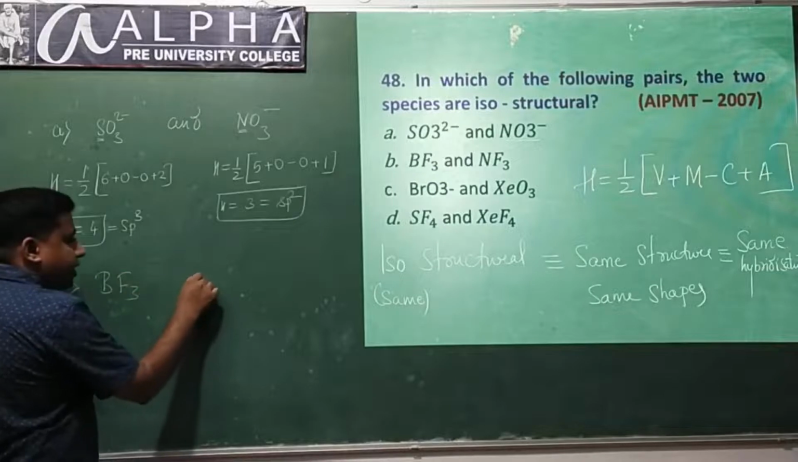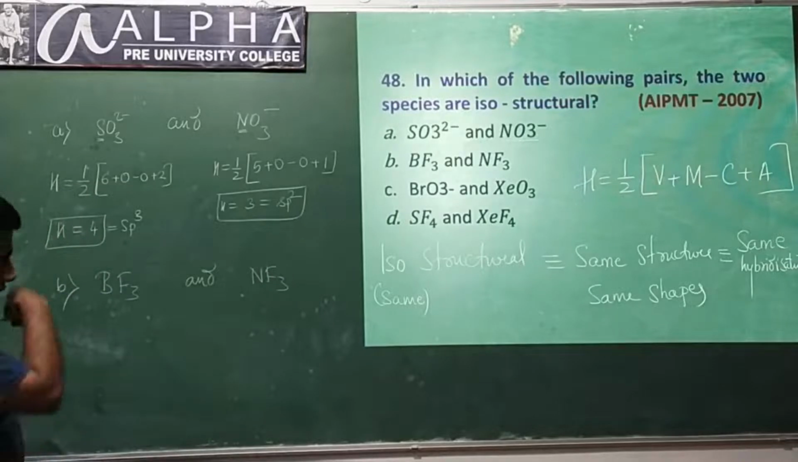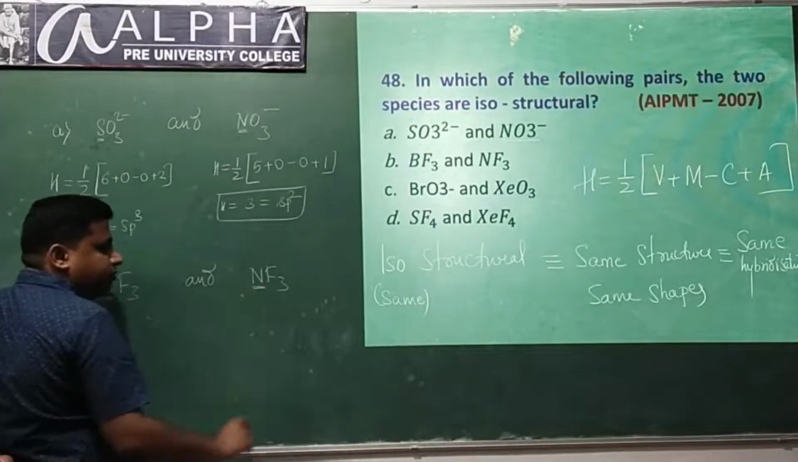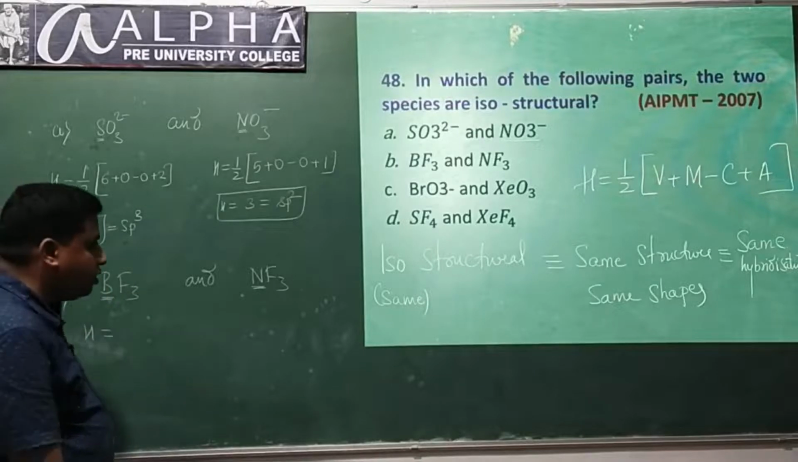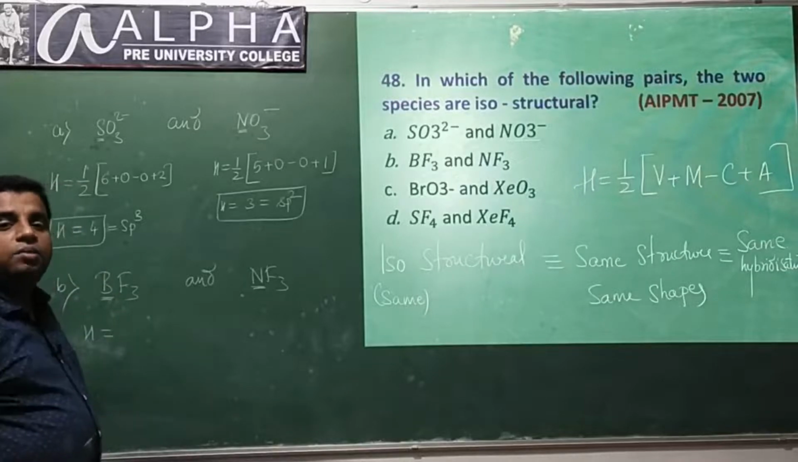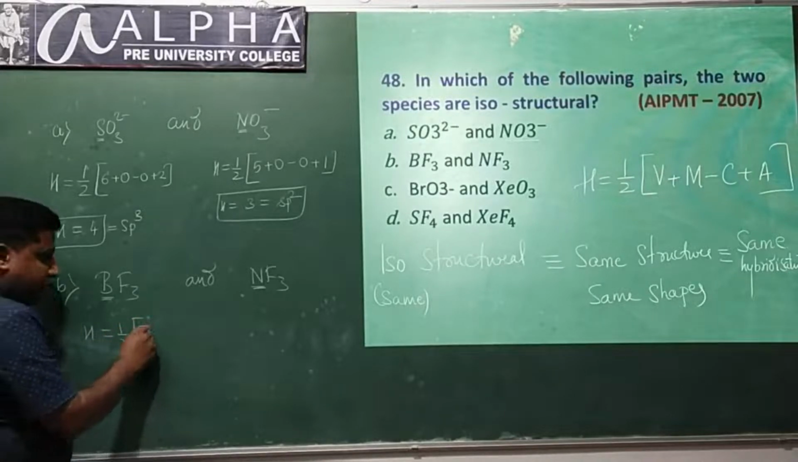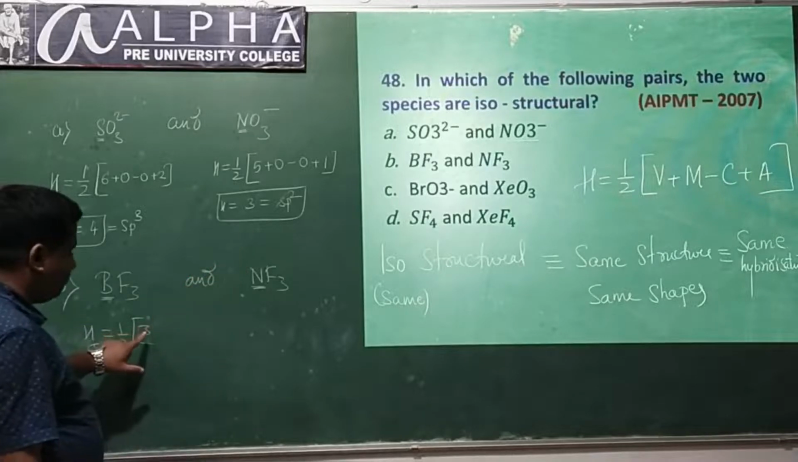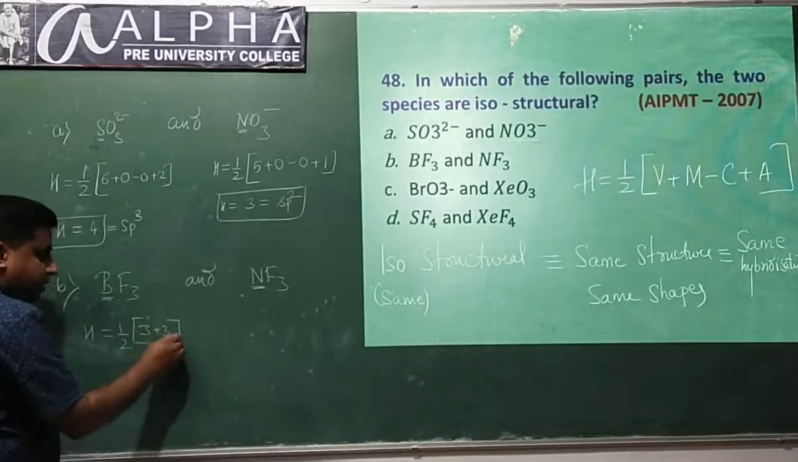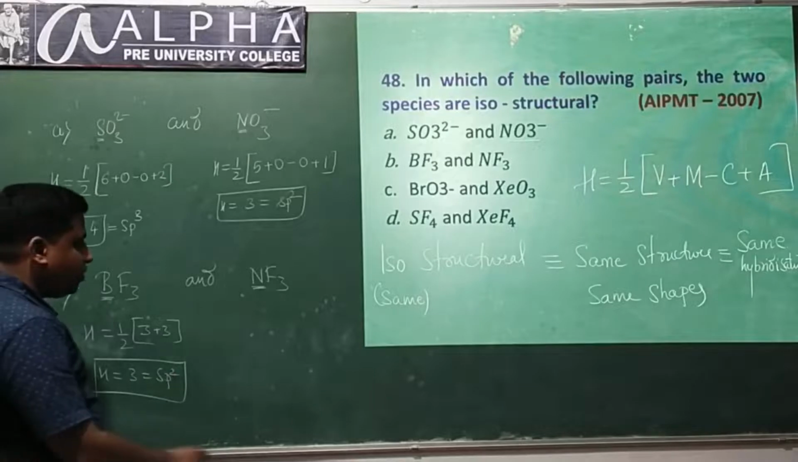Now let us go with the next option. BF3 and NF3. Yes, students, BF3 and NF3. Here which is the central atom? Boron. Here which is the central atom? Nitrogen. Fluorine is more electronegative than boron and nitrogen. Fluorine is the most electronegative atom of all the elements in the periodic table. Calculate boron. Half of boron, 13th group, 3 valence electrons, plus M monovalent atoms. Fluorine is monovalent, so 3. Positive charge 0, negative charge 0. 3 plus 3 is 6. Half of 6 is 3. 3 means sp2 hybridization.